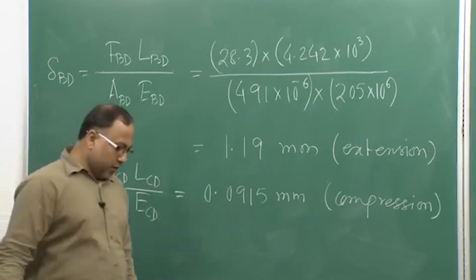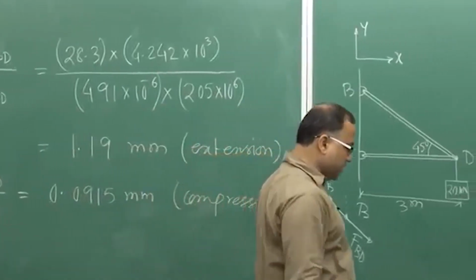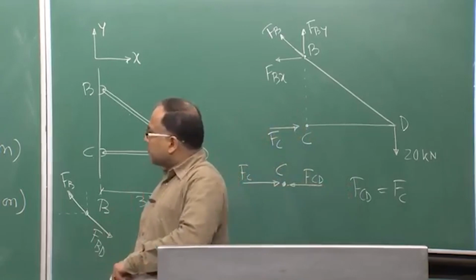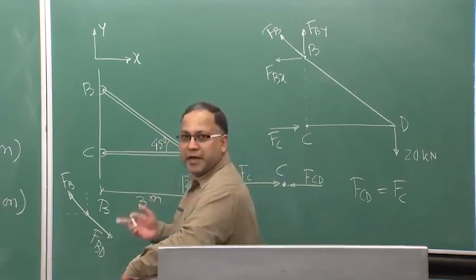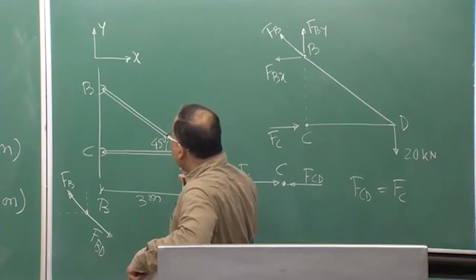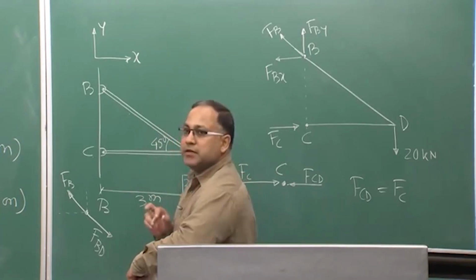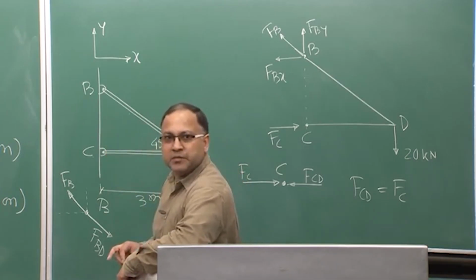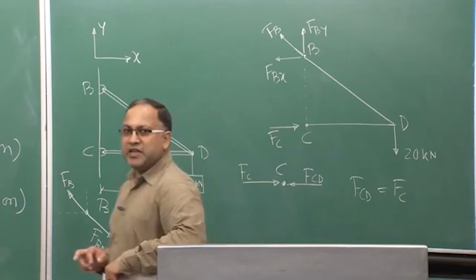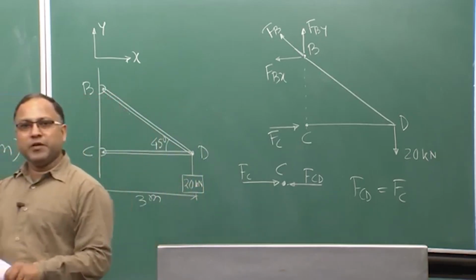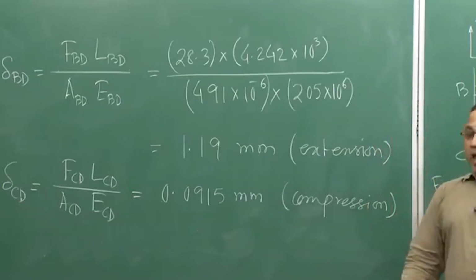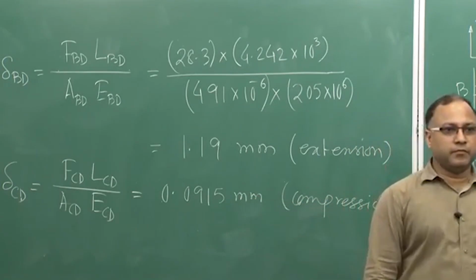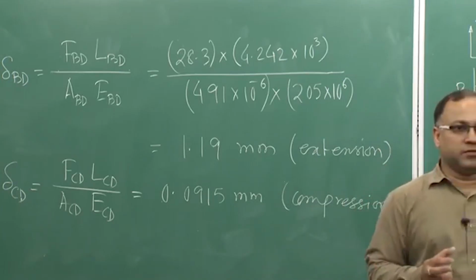Now, whatever values you are getting, what will it indicate? That means, if you do not have the frame, suppose you have individual members BD and CD under the forces FBD and FCD respectively, then member BD will be elongated by this much amount, and member CD will be compressed by this much amount, if I do not consider any assembly.